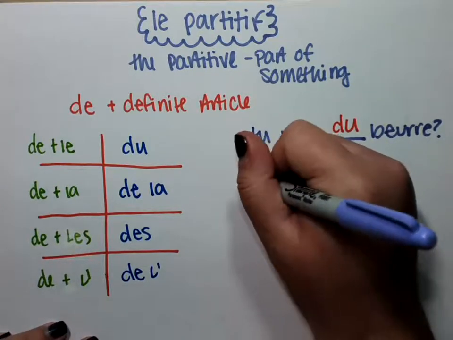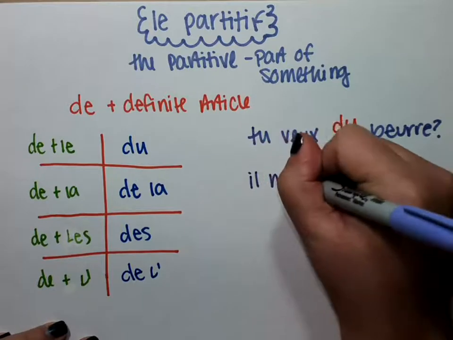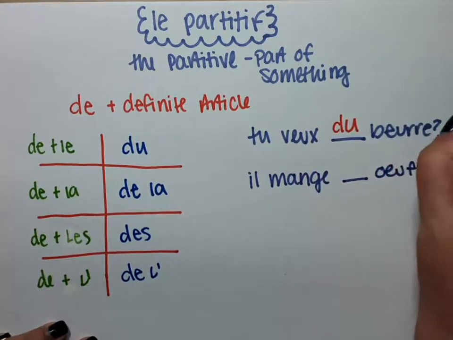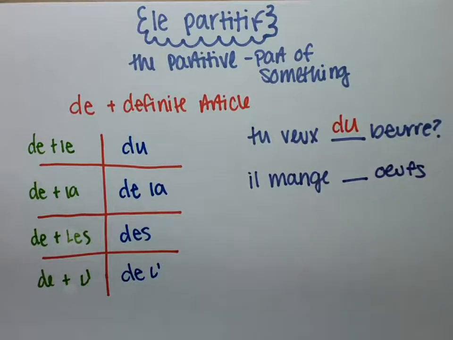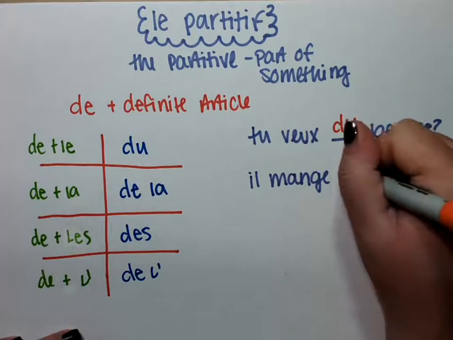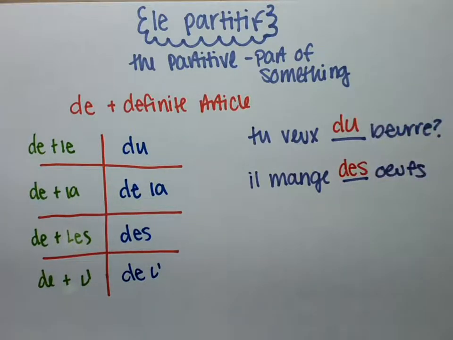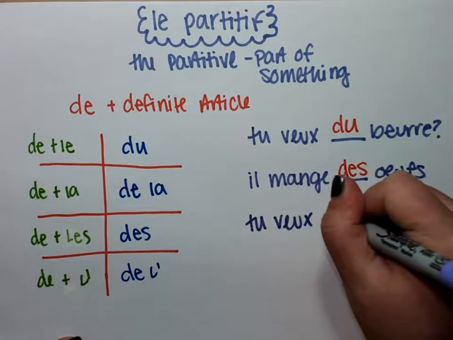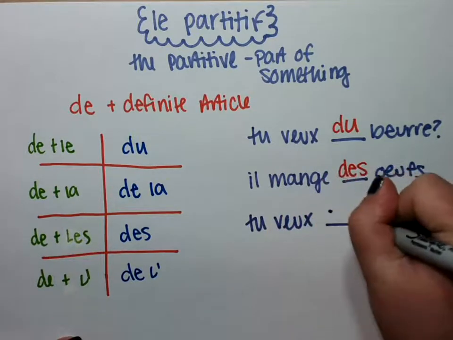Let's do a couple more examples. We're going to say il mange blank œufs. So we're going to say he eats some eggs. Which partitive article would I use over here? Des, because œufs is plural. I'm going to throw you a curveball, and I'm going to give you this sentence. Ooh, Madame almost gave you the answer.